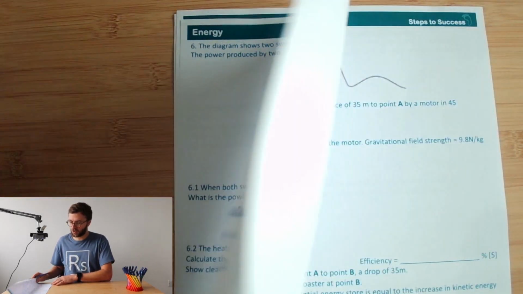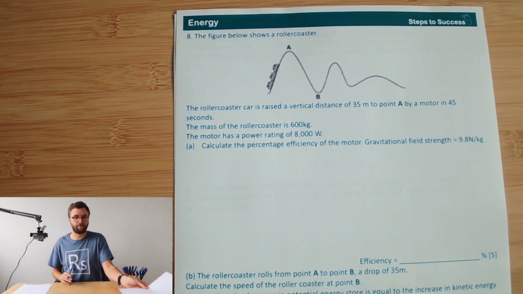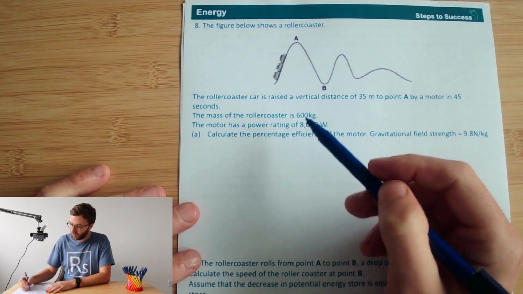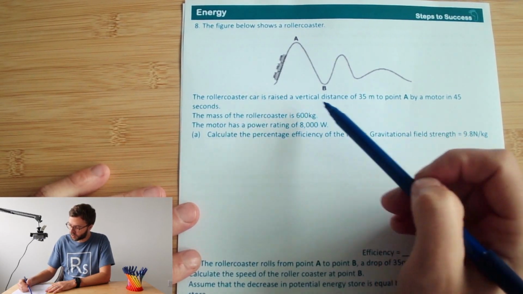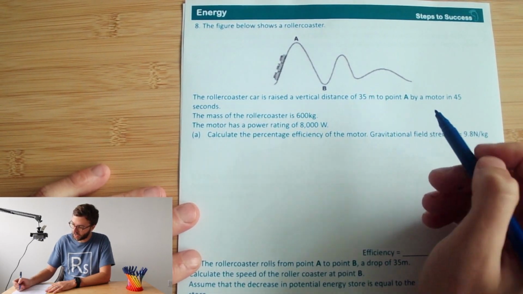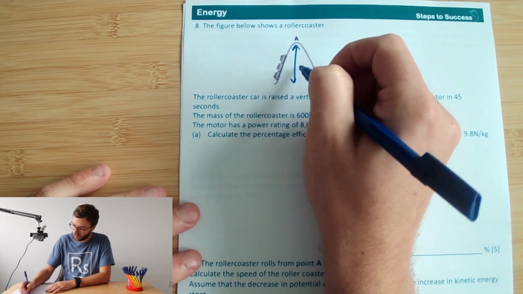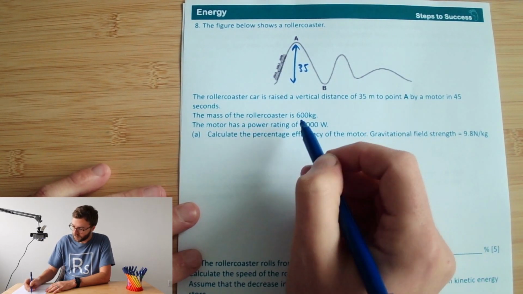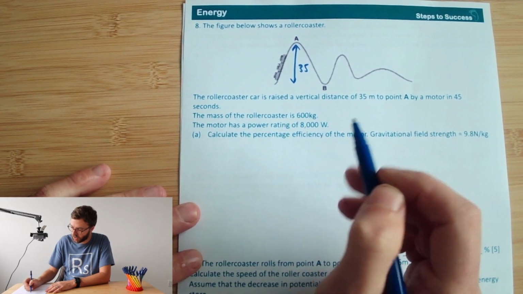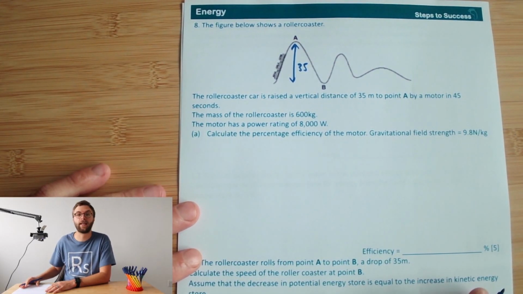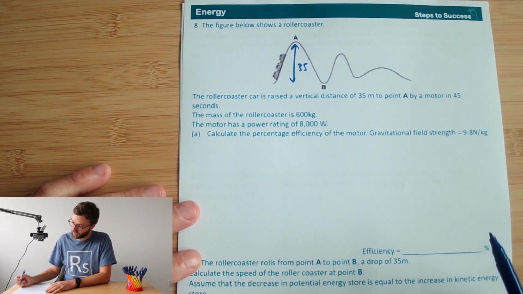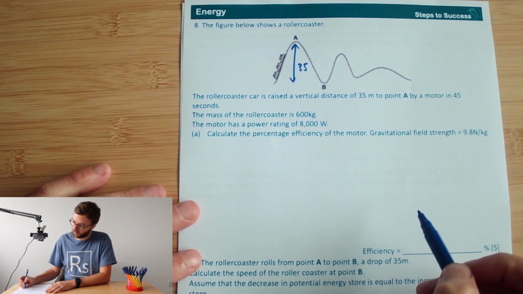Okay, let's move on to question number 8. In this question, we're looking at a roller coaster. The roller coaster car is raised a vertical distance of 35 meters to point A. Just label that on so that we remember. And that takes 45 seconds. The mass of the roller coaster is 600 kilograms and the power rating is 8,000 watts. So we need to calculate the percentage efficiency of the motor, and it gives us the gravitational field strength.